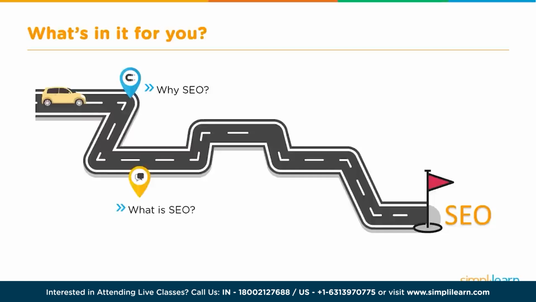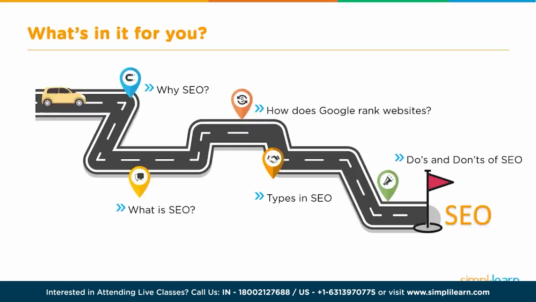Okay, what is search engine optimization? Then we're going to follow that up with how does Google rank websites? So why does it rank one website over another? And how do we get our website to rank number 1? Then we're going to talk about the different types of SEO or search engine optimization techniques so you can get your website ranked number 1. And then we're going to finish that off with the do's and don'ts of SEO.